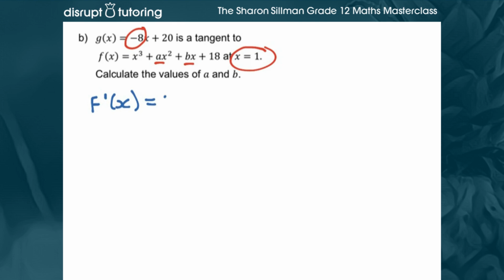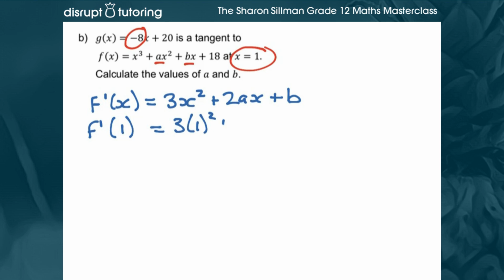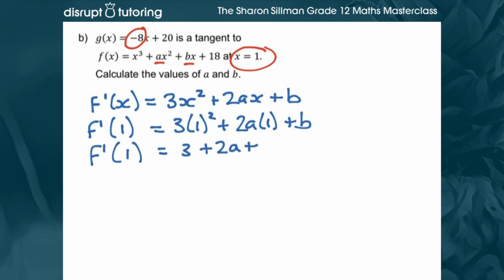So 3 times 1 is 3, and that goes to x squared plus 2ax plus b. This is what our derivative function looks like. This represents the gradient at any point, but we know the point that we're interested in, so we're going to substitute it. And we're going to tidy it up a bit, so that is 3 plus 2a plus b.